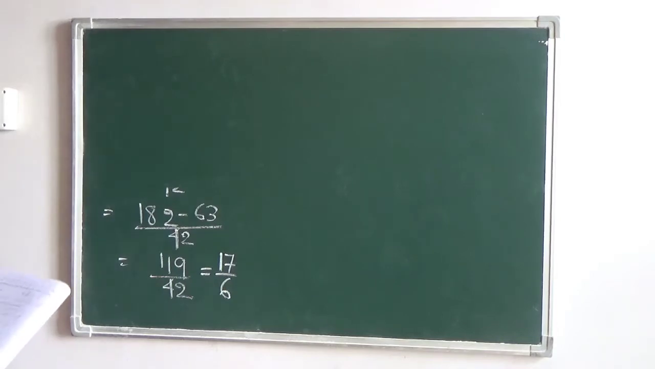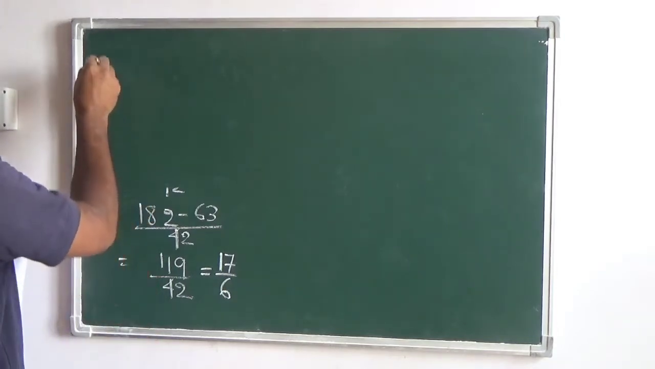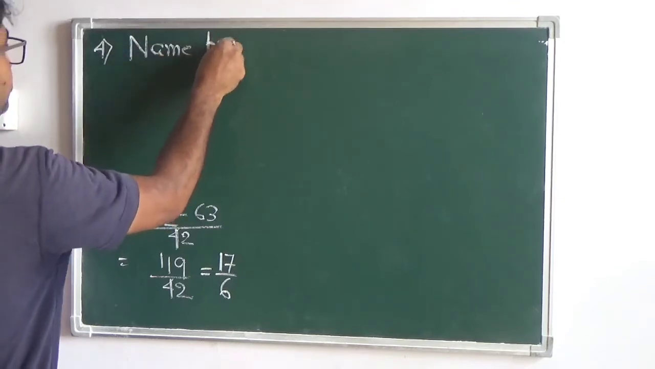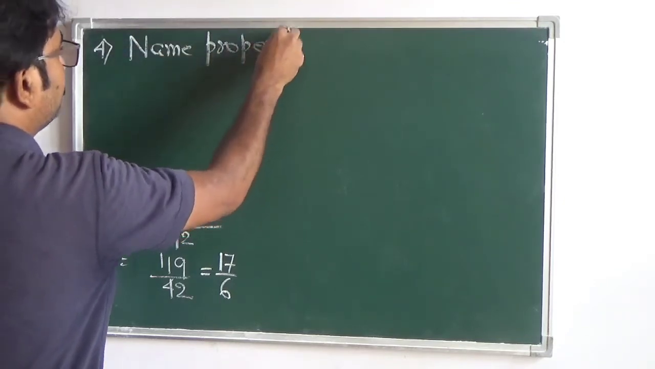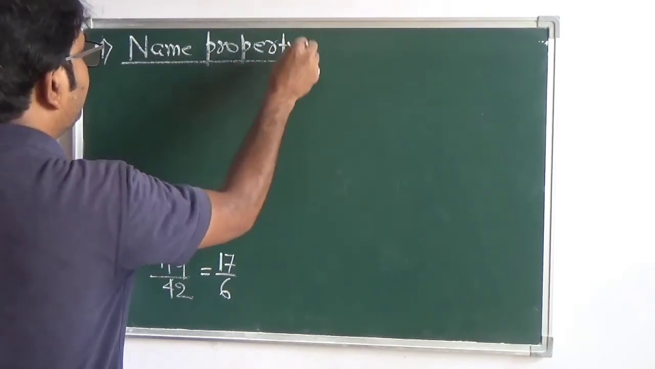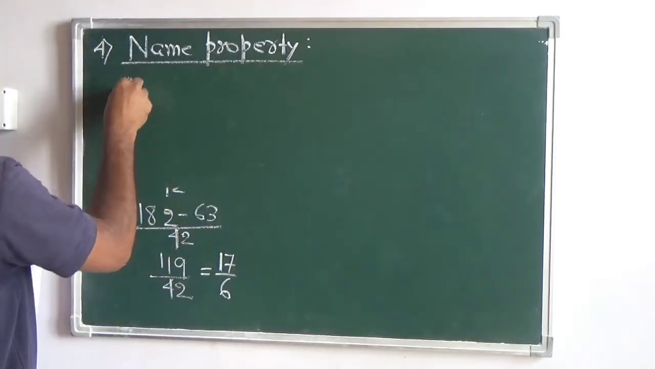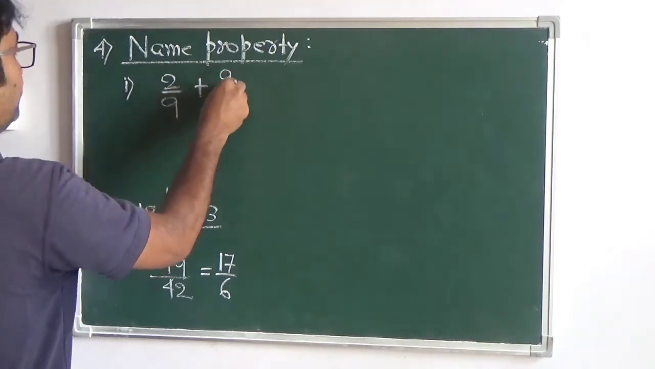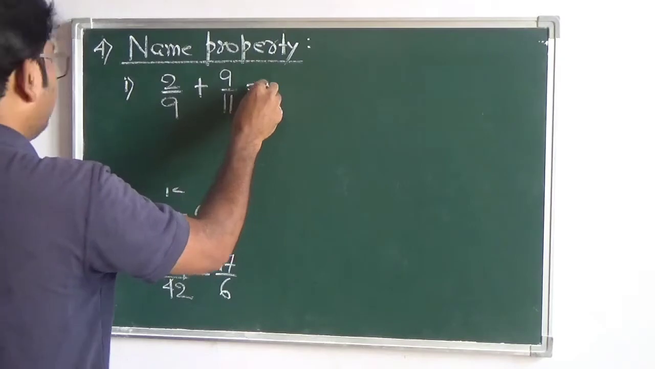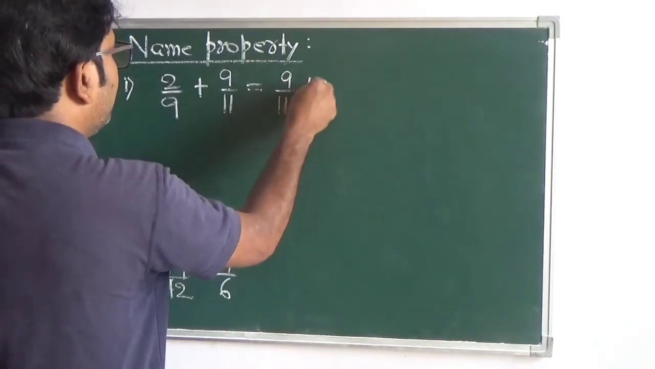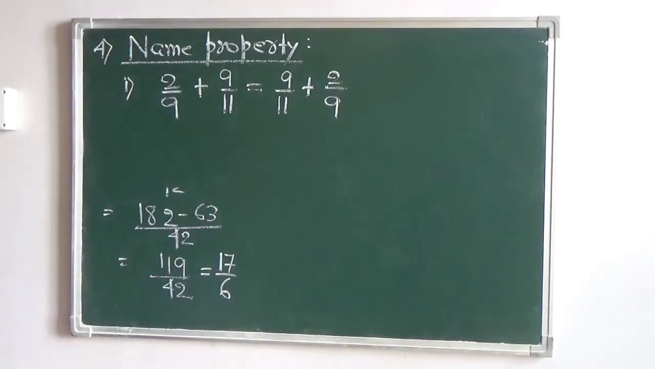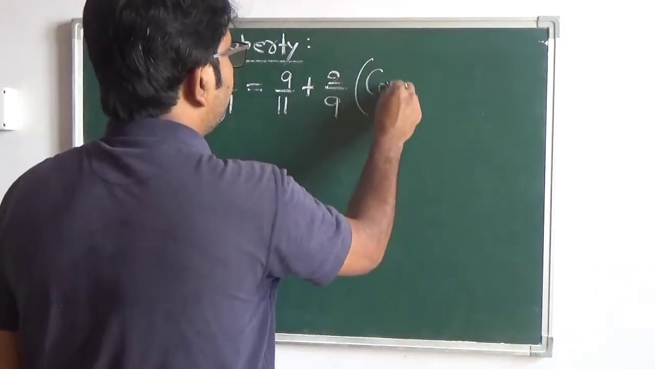Now in question number 4, name the property. Number 1, 2 by 9 plus 9 by 11 is written as equals to 9 by 11 plus 2 by 9. So which property is fulfilled here? This is the commutative property.